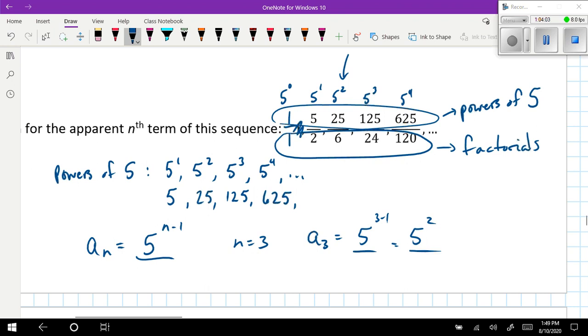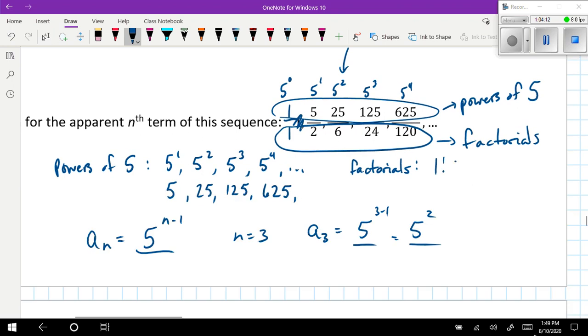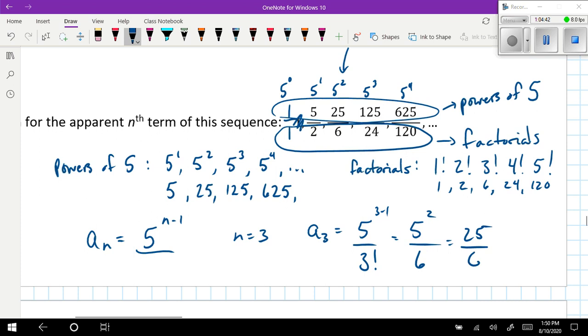But factorials. What are your factorials when you list them? Does anybody remember what they are? Okay, so 1 factorial, 2 factorial, 3 factorial, 4 factorial, and I'll actually do 5 factorial because it's sitting here. 1 factorial is 1, 2 factorial is 2, 3 factorial is 6, then 24, and then 120. So these are the factorials. I don't have to add or subtract anything. This would end up being 3 factorial, which gives me a 6 here, and this would be 25 over 6 for my third term. So this is just n factorial.